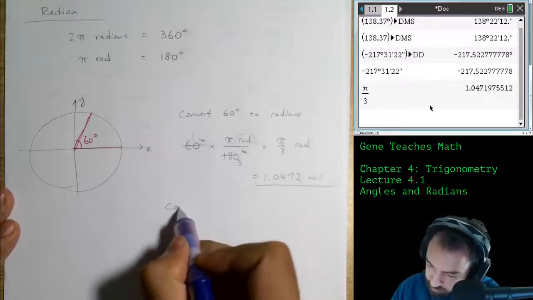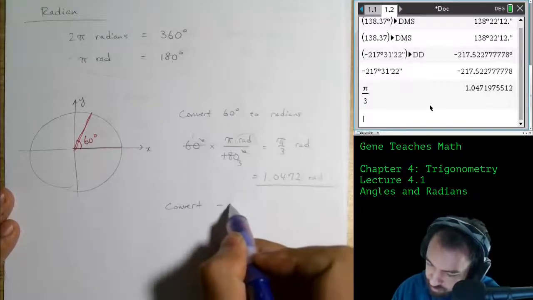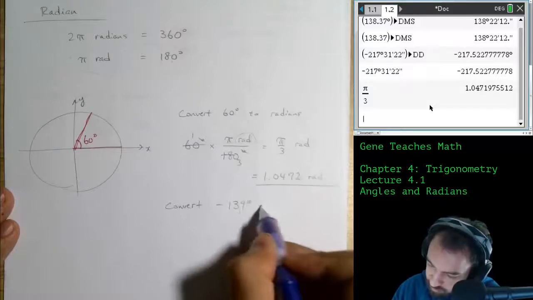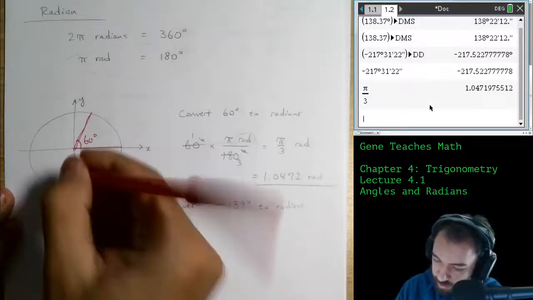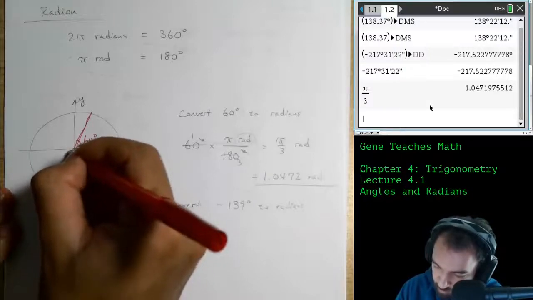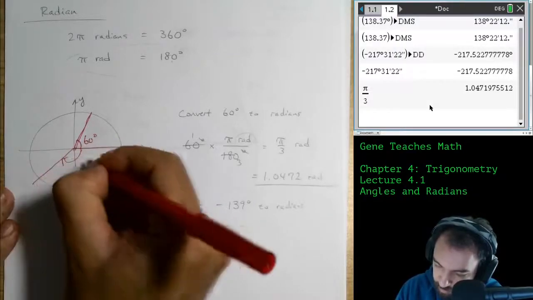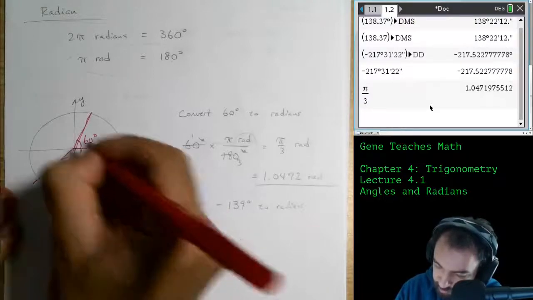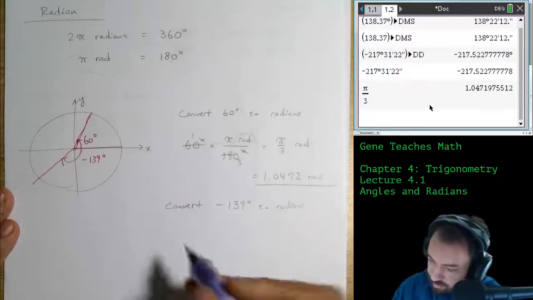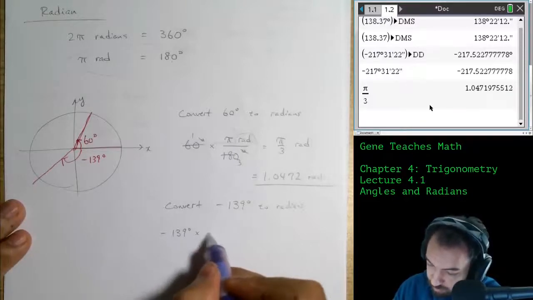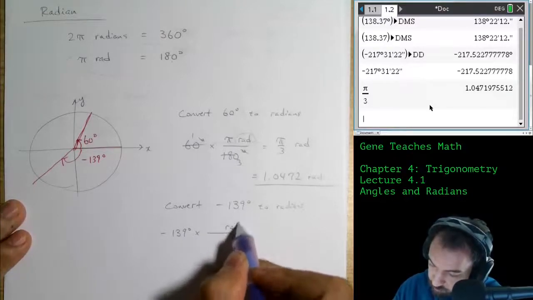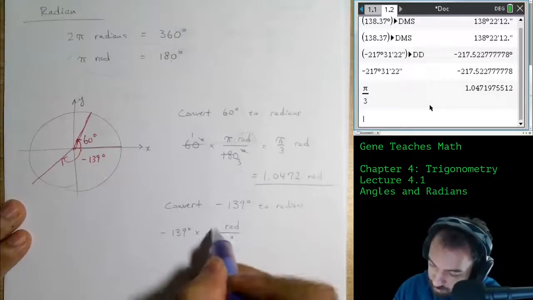Well, what if I want to do a different conversion? Convert, let's just say like negative 139 degrees to radians. So that would be saying clockwise 139, so it'll go somewhere around there, negative 139 degrees. And the method is exactly the same. Negative 139 degrees multiplied by, I want degrees on the bottom, radians on the top. It's 180 for every pi.